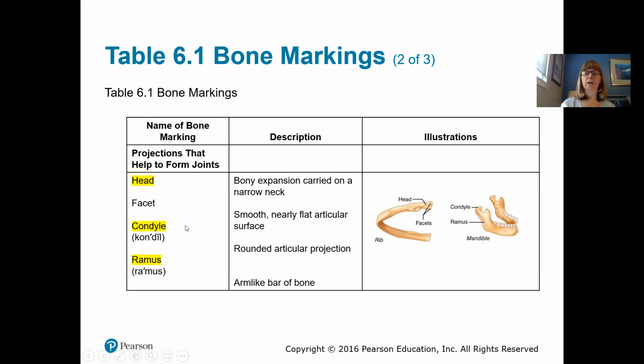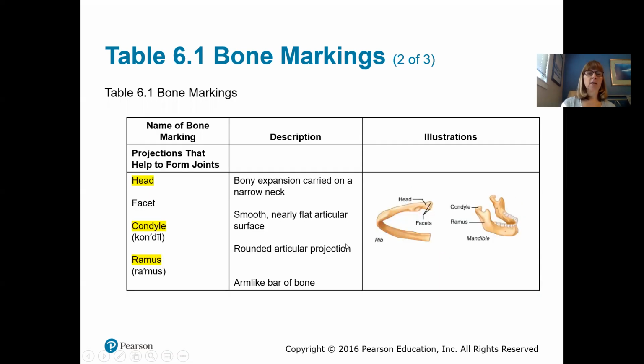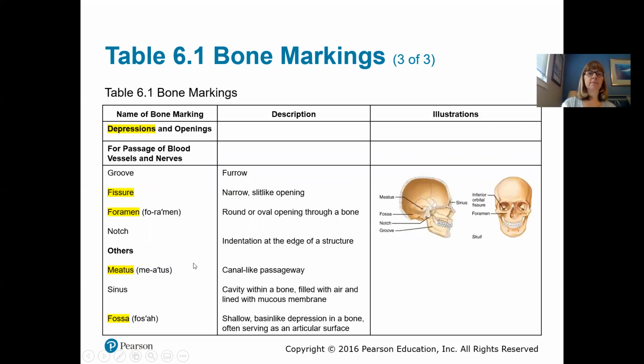So we're continuing on with points out. So head, like the head of the femur, that's the ball of it. So going back here, that's the head of the femur. And then condyle, as I mentioned, that's one that comes up a lot. And then ramus. Oh, there's a condyle, there's another one for the jawbone. And there's the head of the rib. And then ramus is another one that's an arm-like projection, and you can use that in the jawbone. So those are ones that come up more often out of that list.